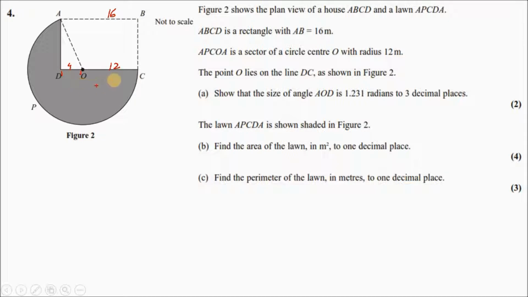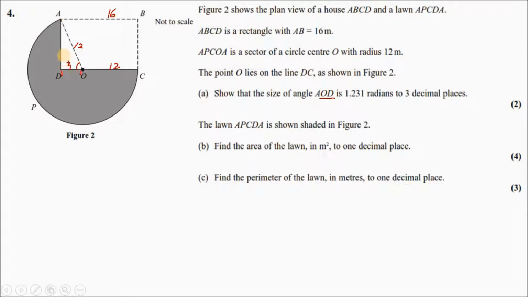The point O lies on the line DC as shown in figure 2. Show that the size of the angle AOD is 1.231 radians to 3 decimal places. We need to find angle AOD. So AOD is the angle that we need to figure out, and this angle should be 1.231. Now you see that DO is 4, and OA is also 12. And the reason is because OA is the radius of this circle. Because OC is 12, so OA should be 12.